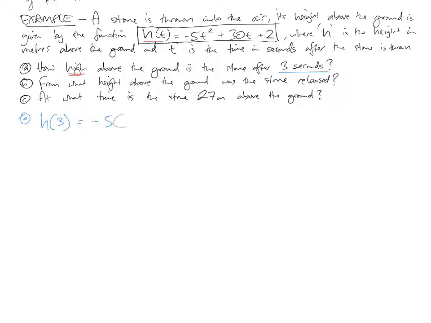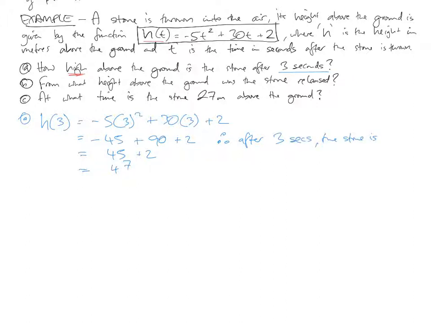It's going to be negative 5 of 3 squared plus 30 times 3 plus 2. 3 squared is 9, times negative 5 is negative 45, plus 30 times 3 is 90, plus 2. Negative 45 plus 90 is 45, plus 2 is 47. Therefore, after 3 seconds, the stone is 47 meters above the ground.